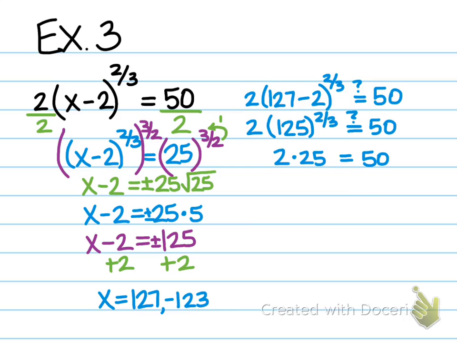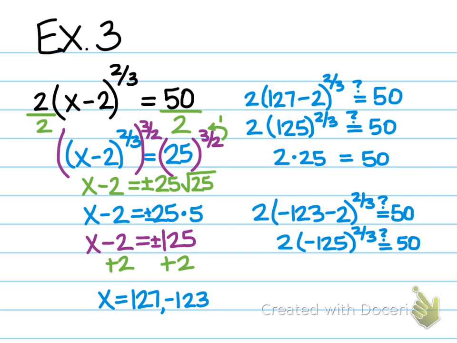Now let's try negative 123. If I do 2 times (negative 123 minus 2) raised to the 2/3 power, I want to see if that equals 50. So inside parentheses, this would be negative 125 raised to the 2/3 power. So since it's a cube root, I can take a cube root of a negative number. Okay, but then that negative number is being squared because of the 2 on top, so it turns it into a positive 25. And 2 times 25 does equal 50. So both of these solutions work for this problem, 127 and negative 123.